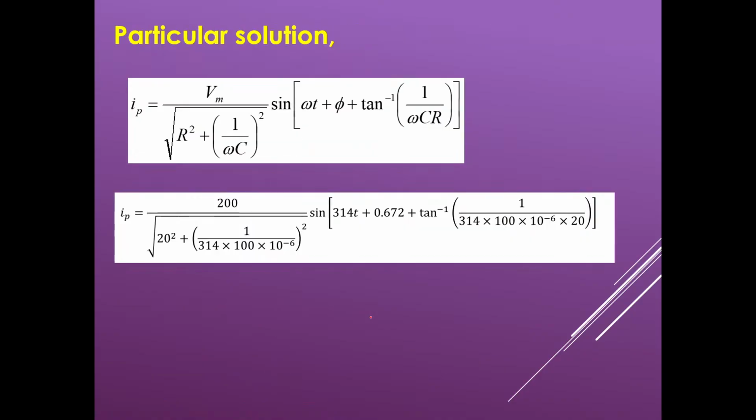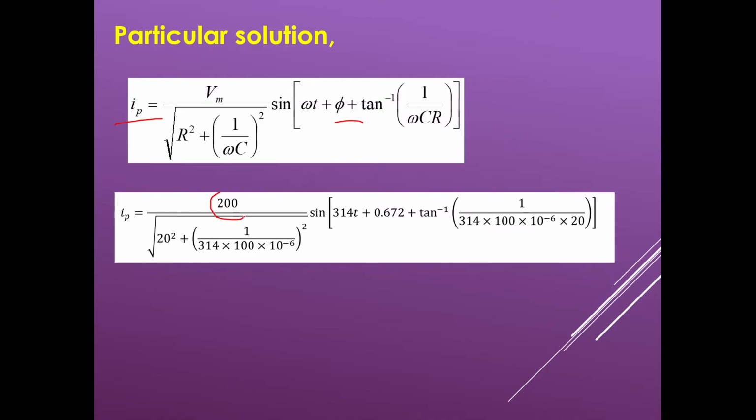Okay, now let's go for the particular solution. There is no need for us to derive the particular solution. We already know the equation from the theory. So what is the formula for i_p, the particular solution? Vm by root of R square plus (1 by omega C) square, sin(omega t plus phi plus tan inverse of 1 by omega RC). So substitute R value, C value, omega value and phi value, and you can determine i_p.